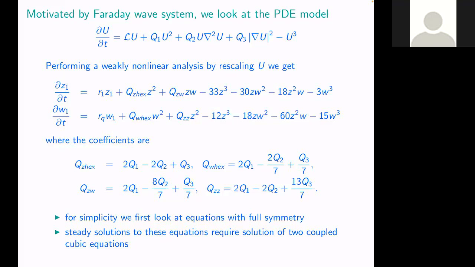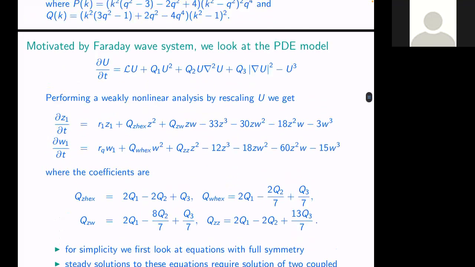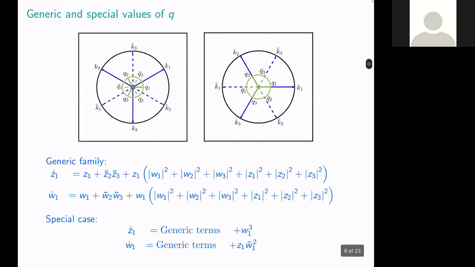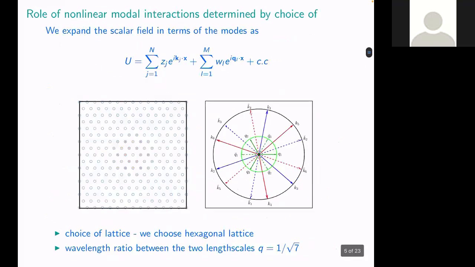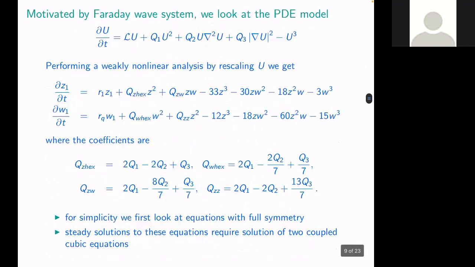We're definitely going to talk about that. Now, we can perform the weakly nonlinear analysis, and at the end, if I assume full symmetry, by full symmetry what I mean is we assume all of the wave vectors at the outer circle here have the same amplitude Z instead of Zj. All the Zj's are equal, all the Wl's are equal. If we assume that, we end up with the equations that are shown here.